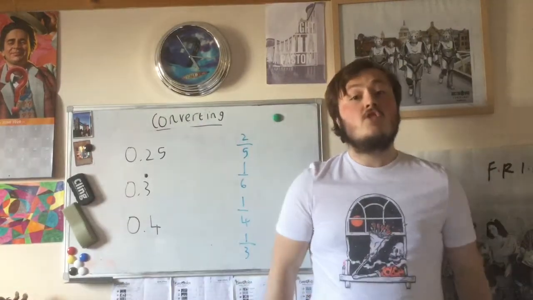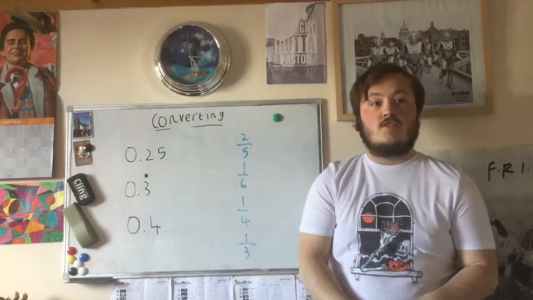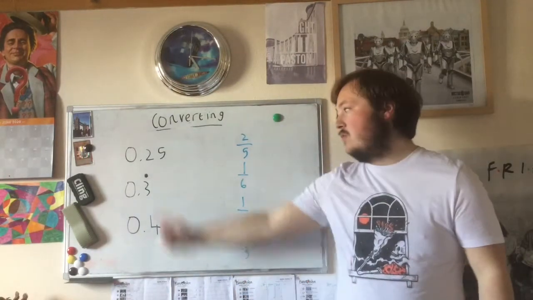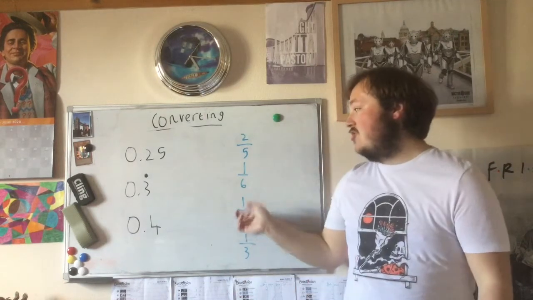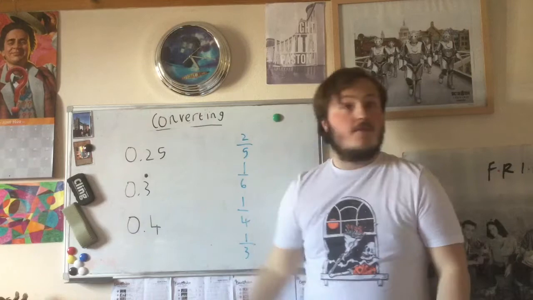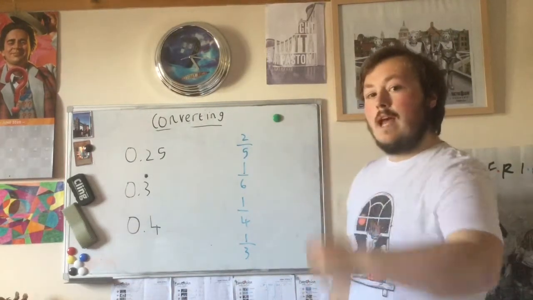So, here is your challenge. I have 3 decimals and 4 fractions. I want you to match the decimals to the fractions they converted into. One of these fractions does not match with any of these decimals. So simply, which fraction is the odd one out?